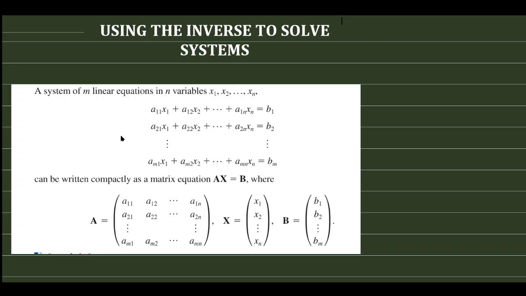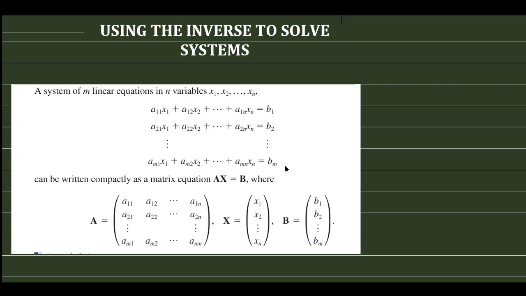Using the inverse to solve systems. A system of n linear equations in n variables x1, x2, etc., xn can be written in the form a11x1 plus a12x2 plus etc., a1n xn equal to b1. Like this, the last equation, the mth equation, is am1x1 plus am2x2 plus etc., amn xn equal to bm.